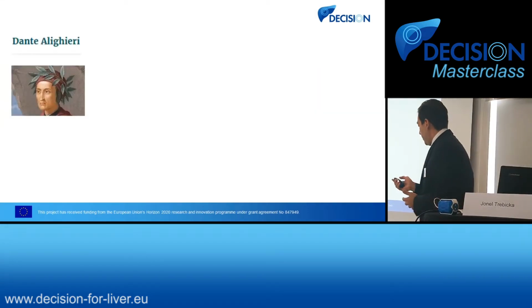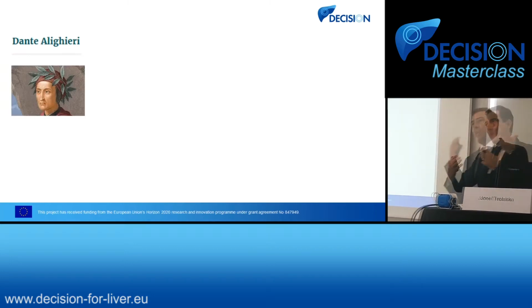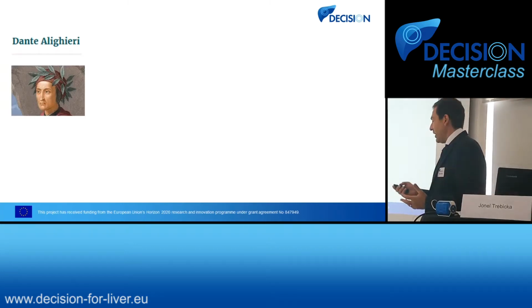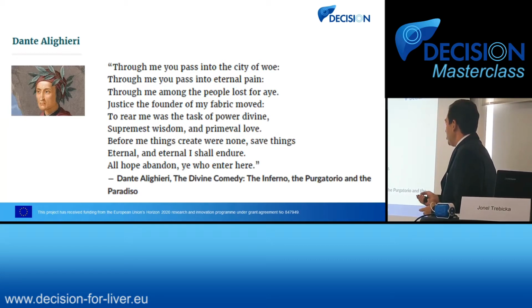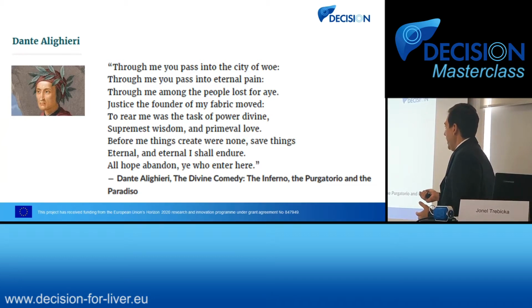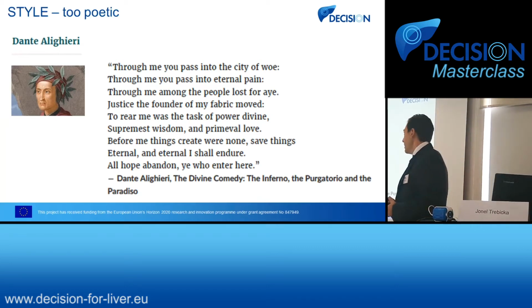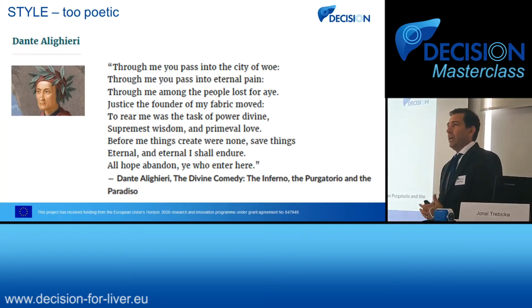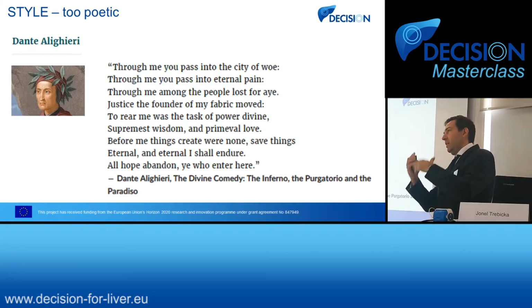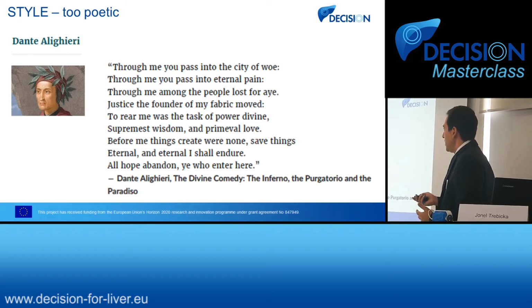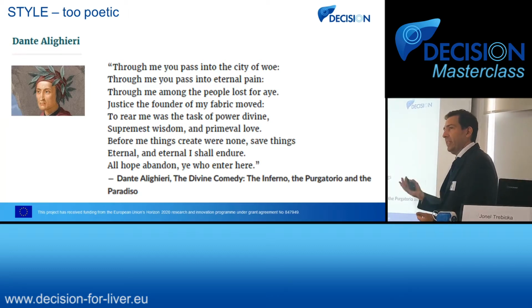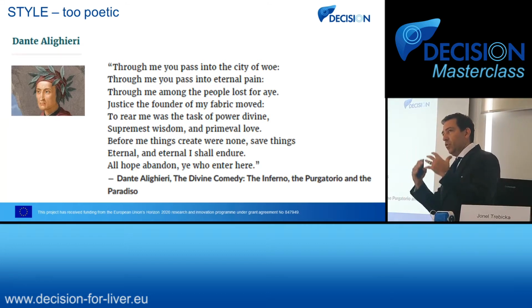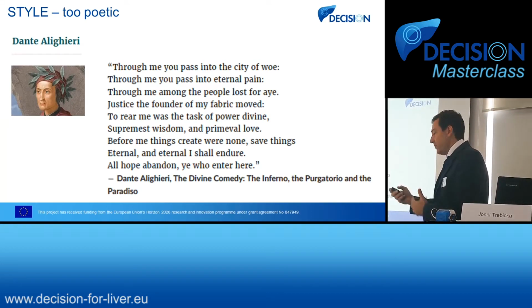I would like to go for Dante Alighieri on purpose, of course, because this is one of the greatest poets of our time. And indeed, I brought you something translated into English. Through me you pass into the city of woe, through me you pass into eternal pain, through me among the people lost. So don't be poetic. This is too poetic. If you use a style, don't use poesy. And the same thing Paulo also said: don't be funny. I don't think it's a good way to be too poetic, to change your language too much. Just use similar words that people can always follow.